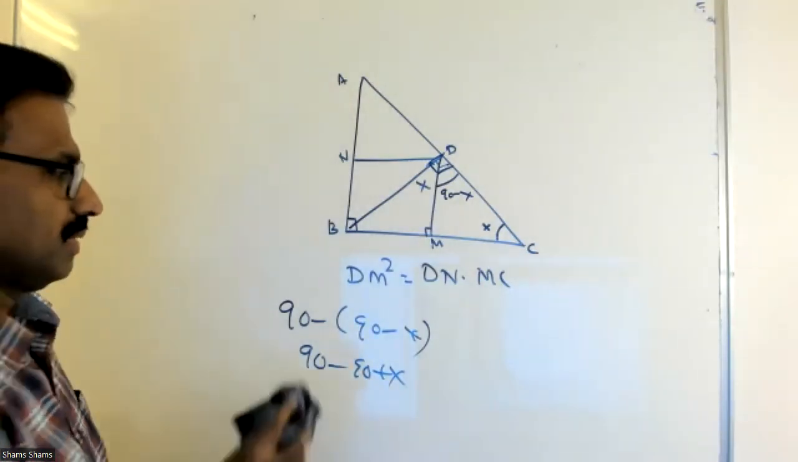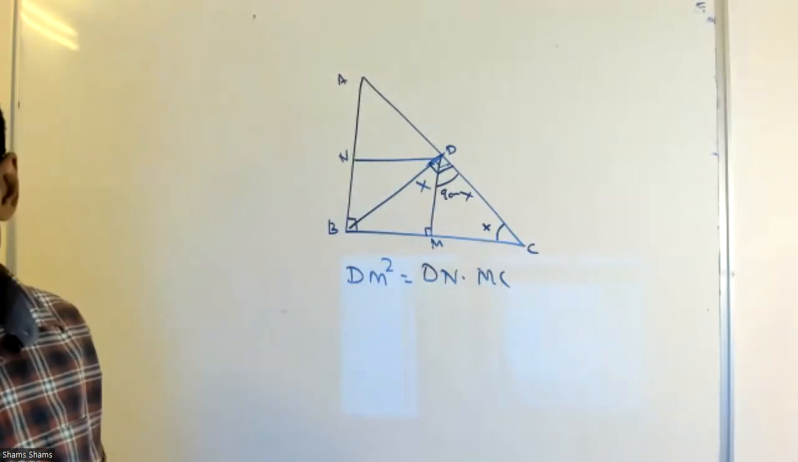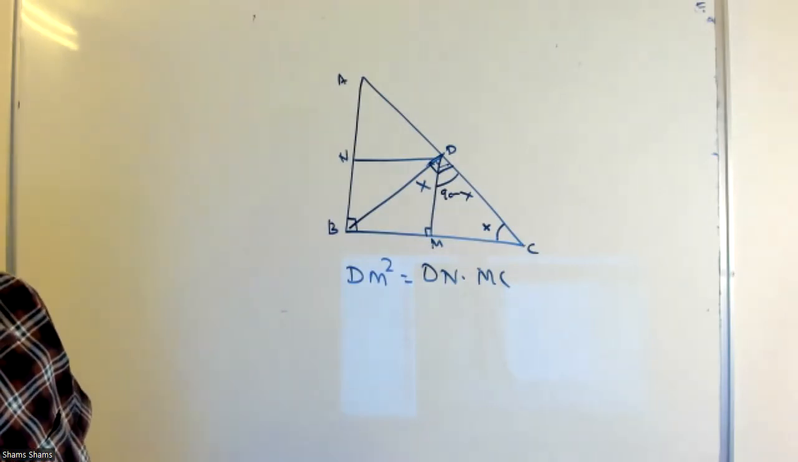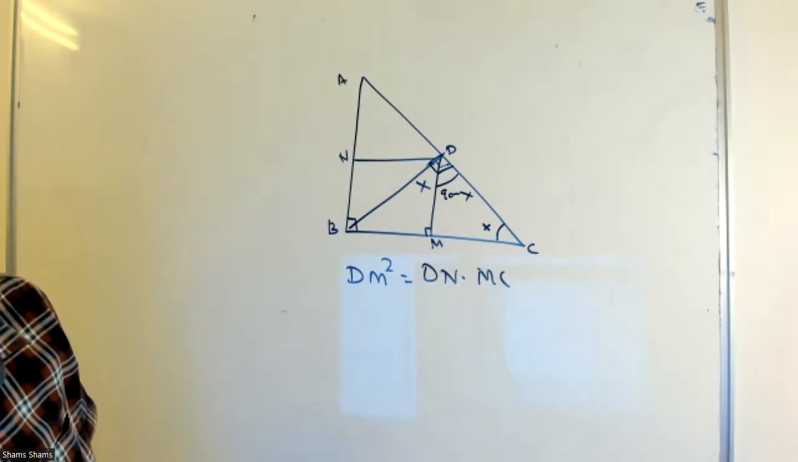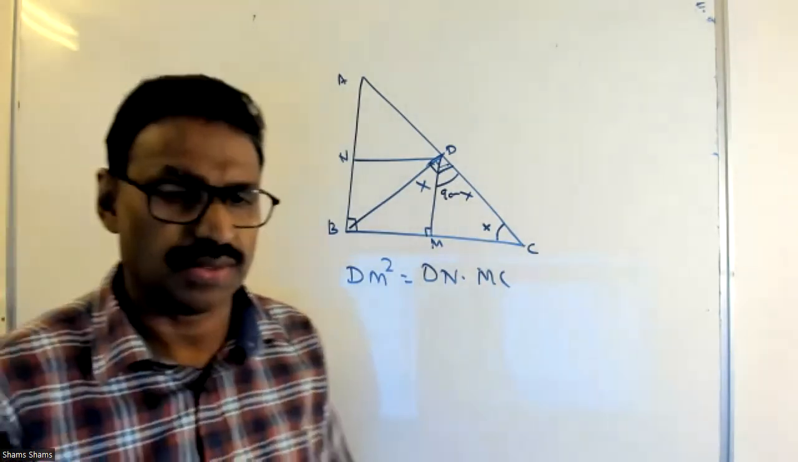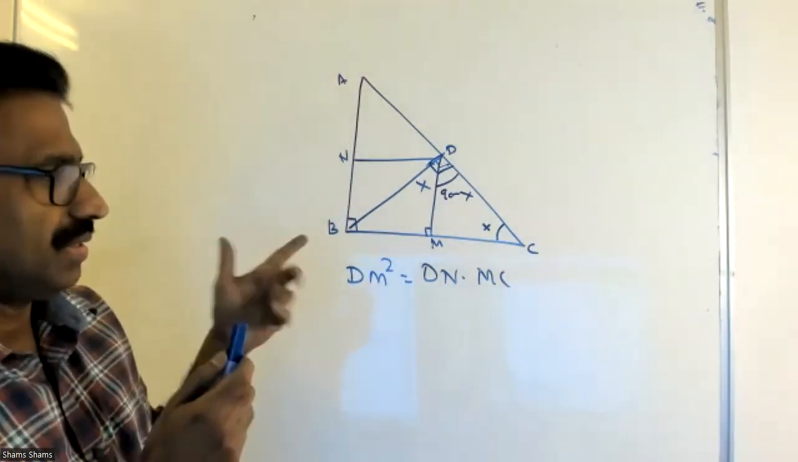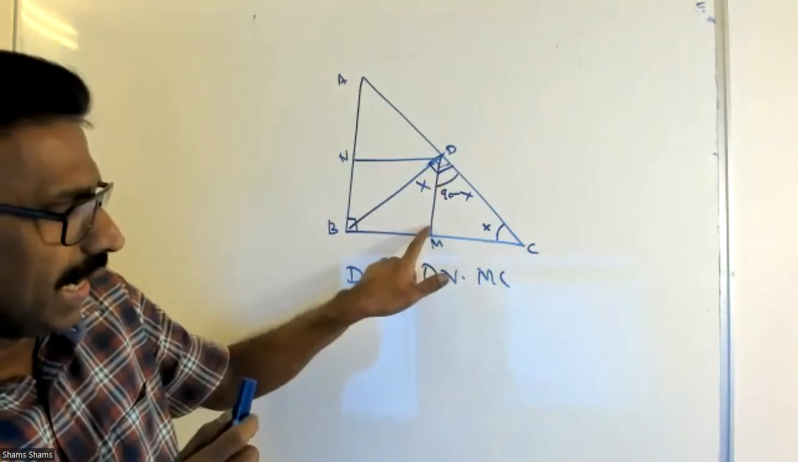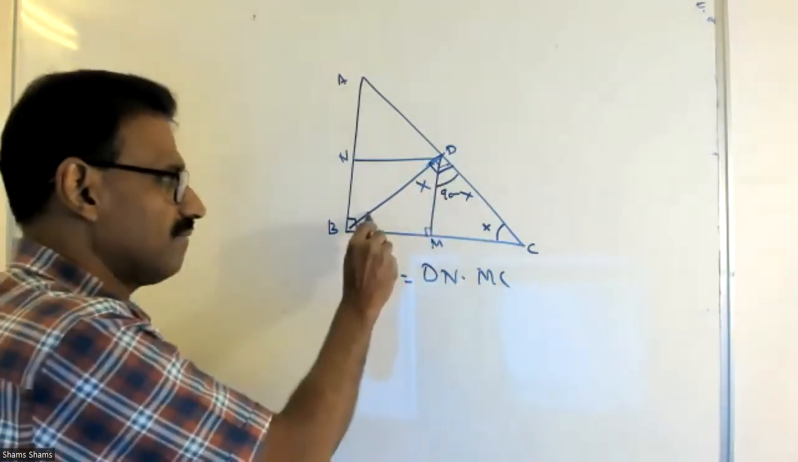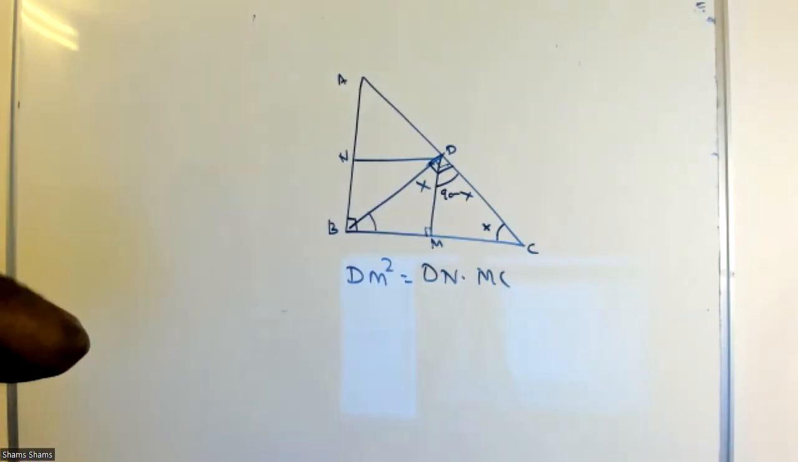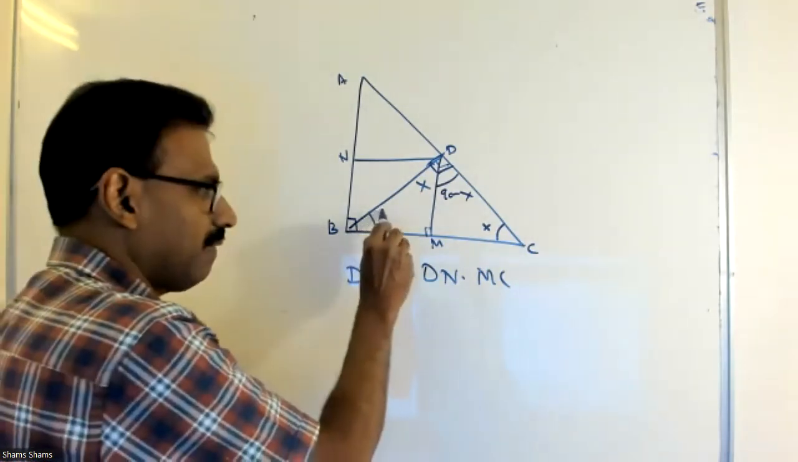Yes. Okay. Sara Ahmad, my question. Sara, ready? Okay. Hello. Yes, sir. My question. In triangle BMD, this angle 90. Here is X. What about this angle? 90 minus X.